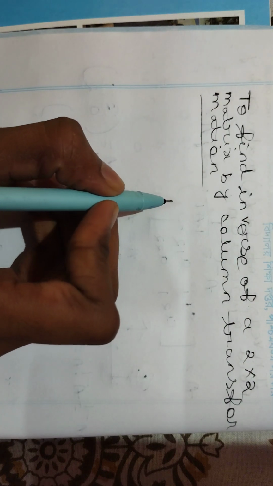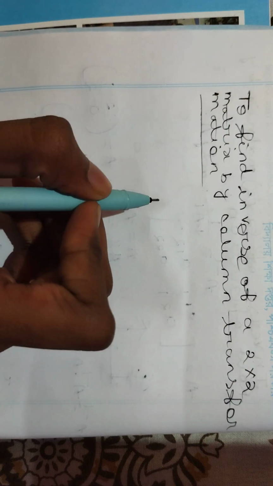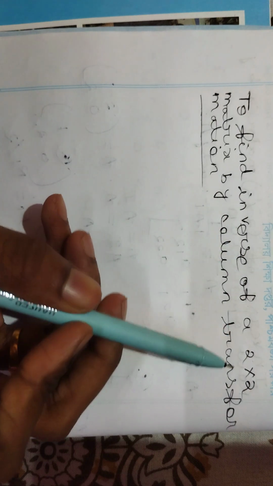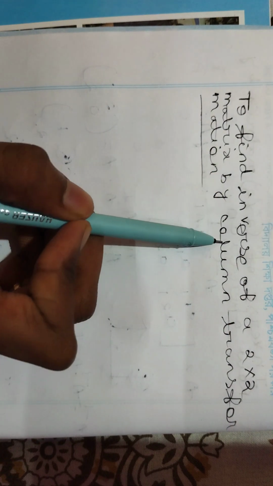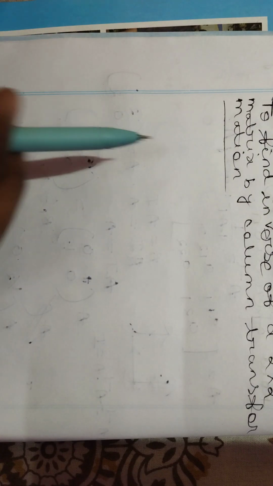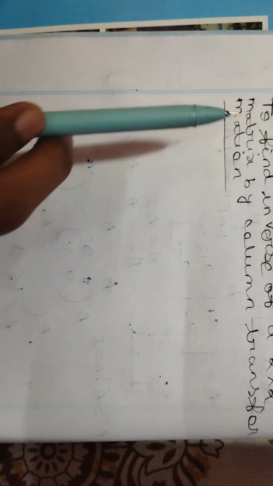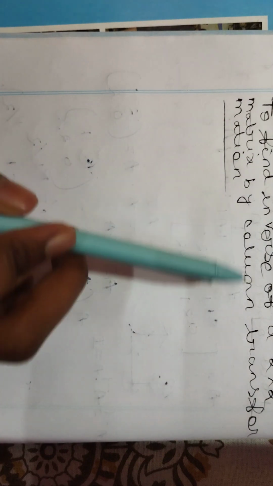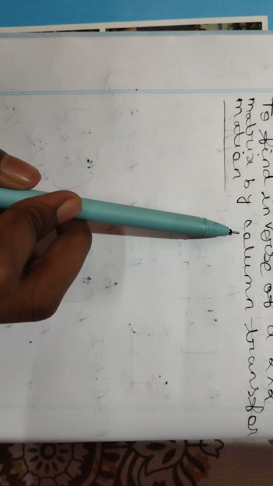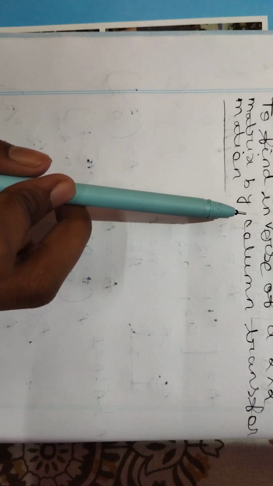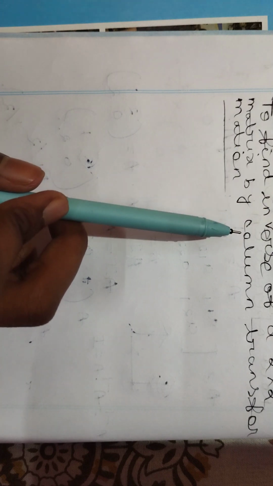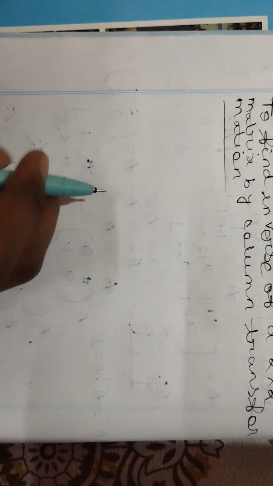Hello everyone. In our previous video, we discussed the inverse of a 2 cross 2 matrix by using row operation. In this particular video, we are going to discuss how to find the inverse of a 2 cross 2 matrix by column transformation. You should know both column and row transformation, because in the exam it should be mentioned whether you should deal with column transformation or row transformation.